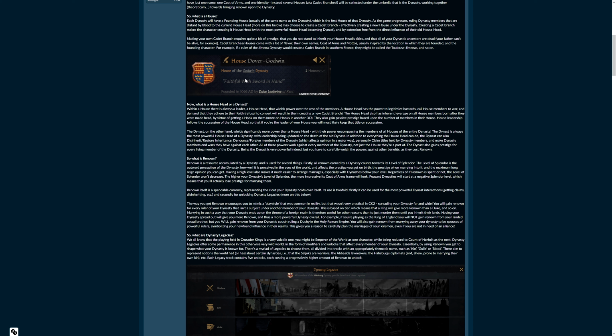So it's not just a new family, ruling family, but something that influences the whole dynasty. Within a house, there's always a leader, a house head that wields power over the rest of the members. The house head has the power to legitimize bastards, call house members to war, and demand that they adhere to their faith. So it's a very powerful position.